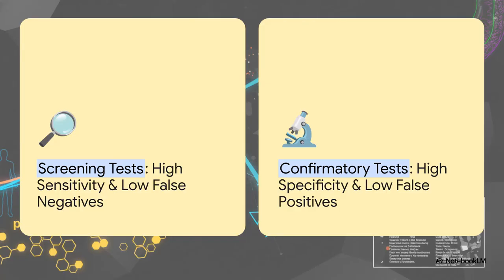It's a foundational concept. We screen to catch everyone with the disease using high sensitivity, and then we confirm to ensure only those with the actual disease get subjected to morbid treatments using high specificity. You screen broadly, and you confirm precisely.